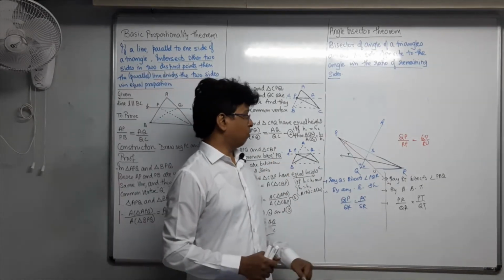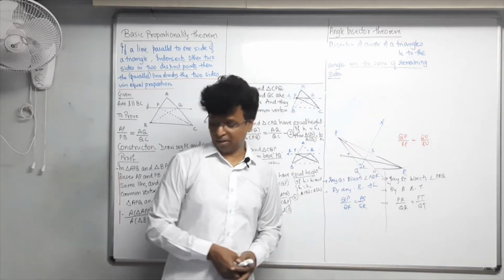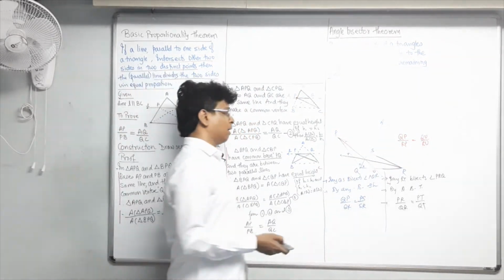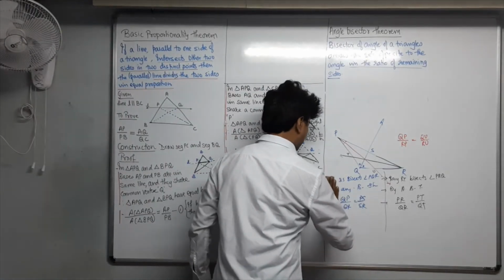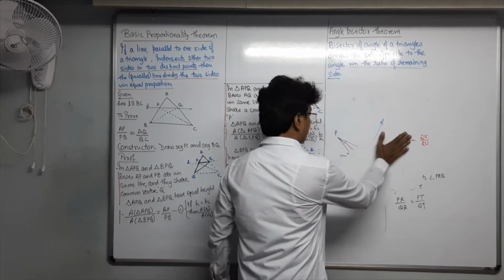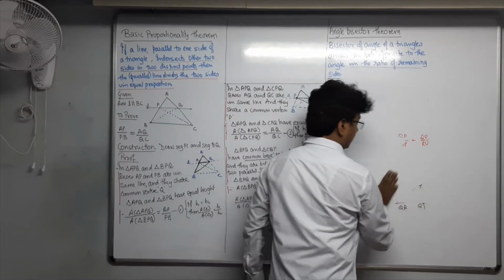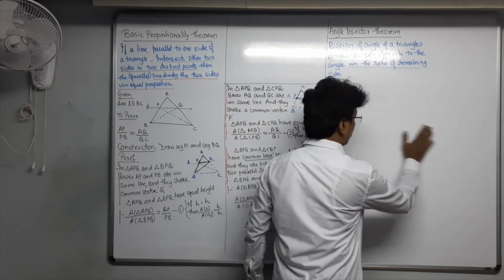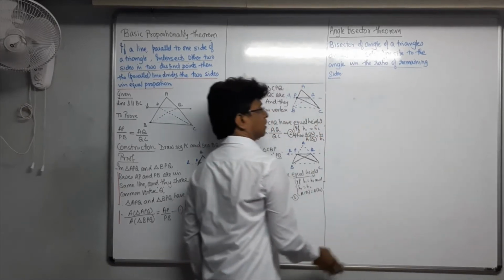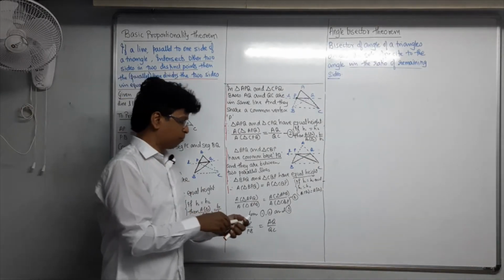So, but now you have to prove this, that this happens whenever an angle bisector of any triangle cuts the opposite side, divides the opposite side, then it will divide the opposite side in the ratio of the other two sides. That we have to prove. Now this theorem, we have to actually prove the theorem.